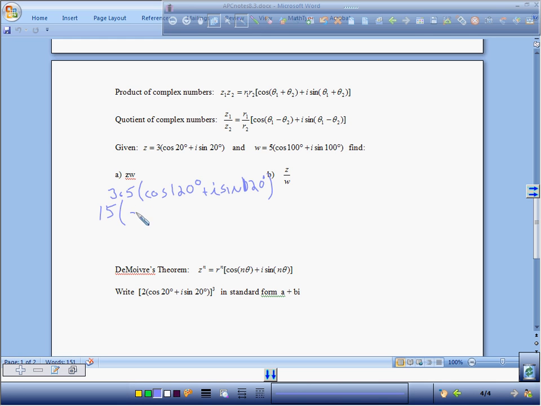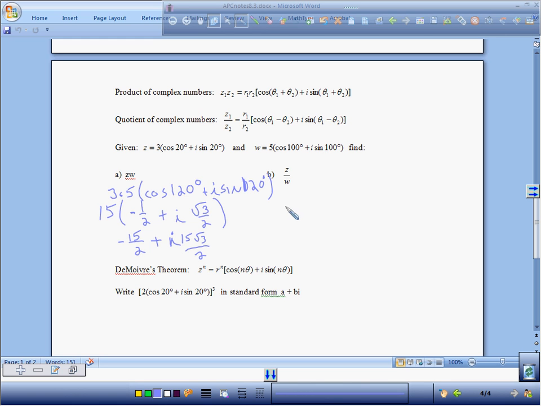Negative 1/2. Okay? And sine of 120, anyone remember what that is? Positive square root of 3 over 2. So if I wanted to simplify this in standard form, you could write it as negative 15 over 2 plus I times 15 root of 3 over 2. Is that hard? No? Okay.